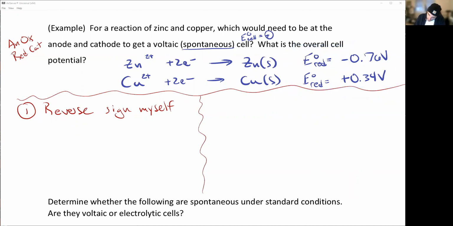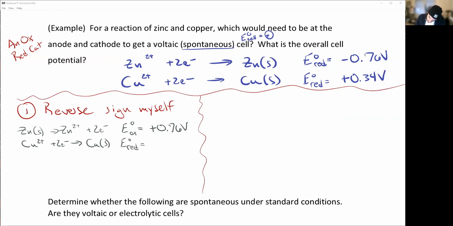I'm going to take reaction 1, zinc, and reverse the direction of it. So zinc solid turns into zinc 2+ plus 2 electrons. And my E naught of oxidation, because I switched the direction, is now positive 0.76 volts. I can just rewrite copper as is: copper 2+ plus 2 electrons yields copper solid, and E naught reduction is equal to positive 0.34 volts.